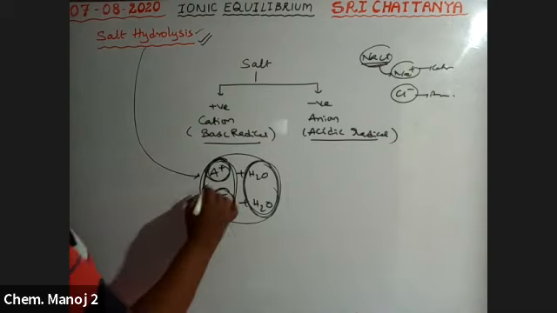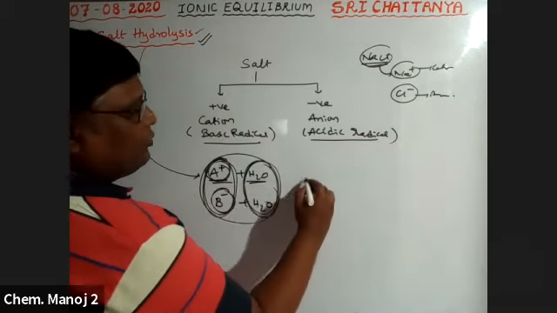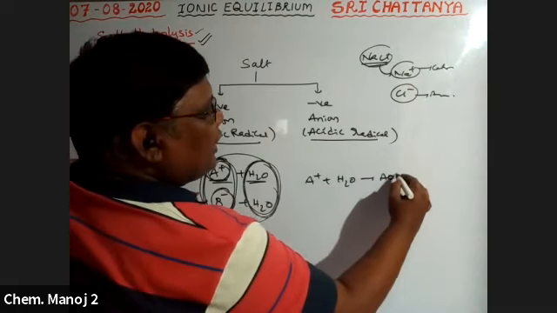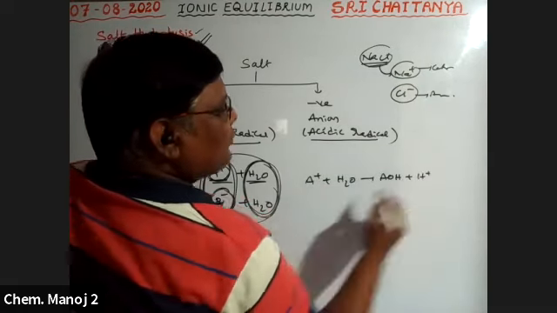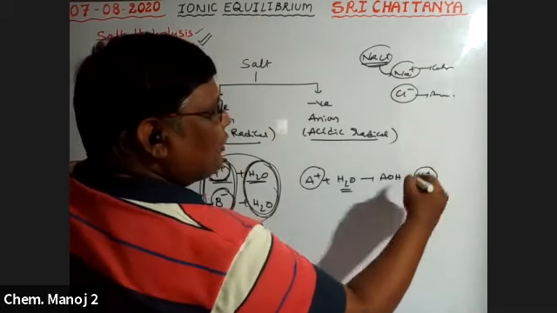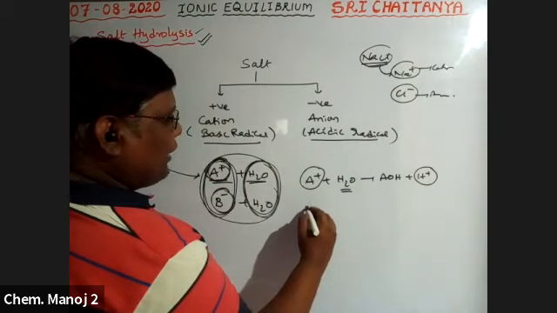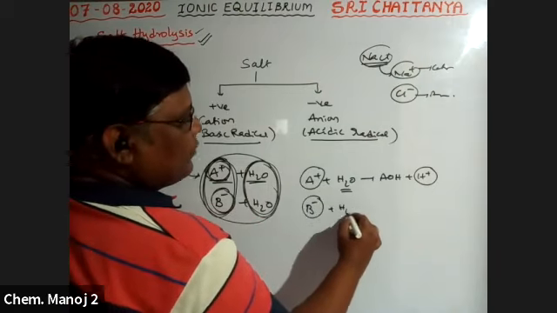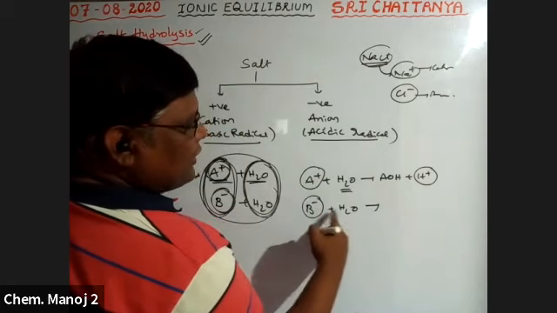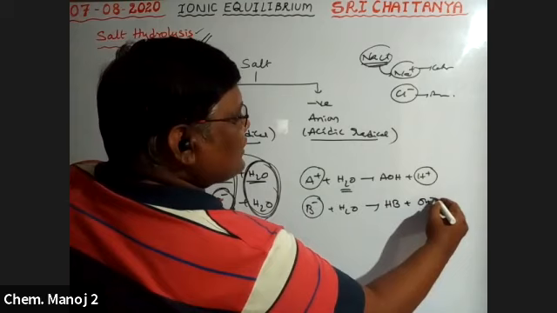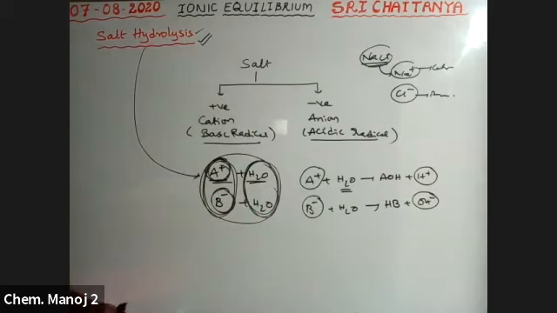See, when a cation interacts with water, that is, A+ ion reacts with water, that gives AOH plus H+ ion. That means when a cation reacts with water, H+ ion comes out into the water. When an anion reacts with water, H2O, because the anion is negative, H+ is attacked, and OH- ion comes out into the solution.